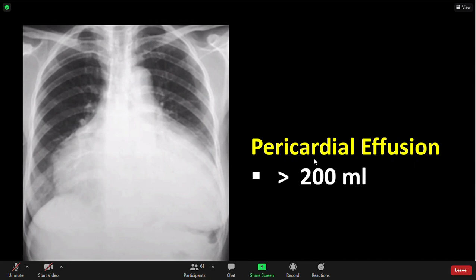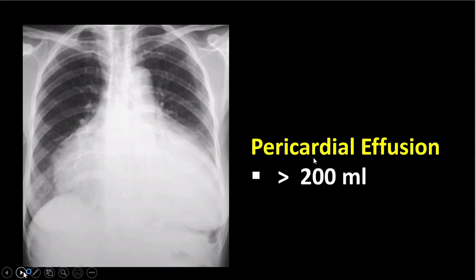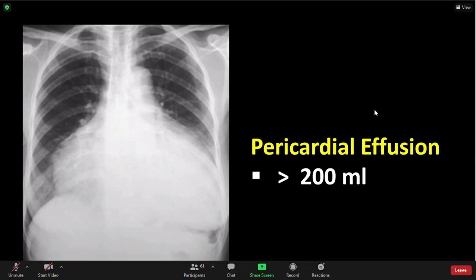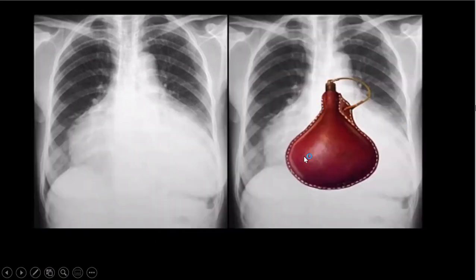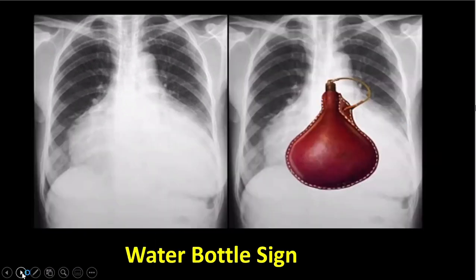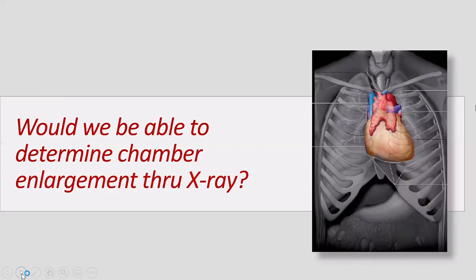So usually pericardial effusion would be manifested in a chest x-ray when the volume of the fluid within the pericardium or in the pericardial space would be more than 200 ml. So this is what we call the water bottle sign. In cases of pericardial effusion, the shape is not globular. If you notice, it's quite different from the first cardiomegaly images which I've shown you.